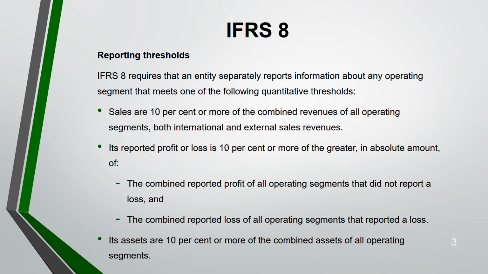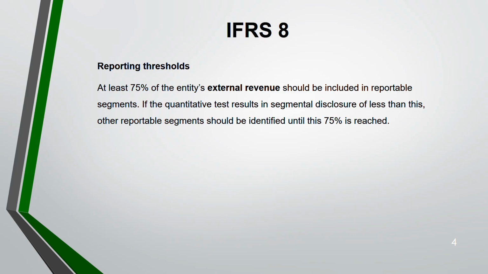The three things are sales, profit and loss, or asset. Okay. Now, this is the next test beyond the quantitative threshold that we have just gone through. That is the 10%. This is known as the 75% rule. At least 75% of the entity's external revenue should be included in the operating segments. So if your quantitative test results in segment disclosure of less than this, then you can bring out other reportable segments until you reach the 75%.